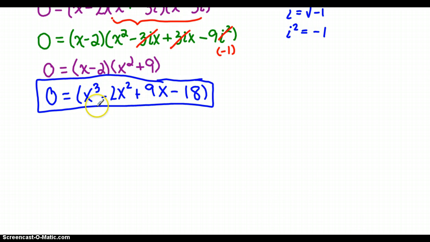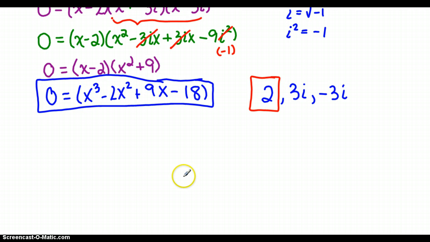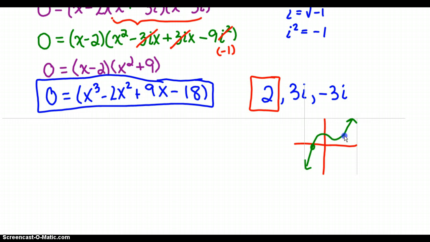Graphically, if we were to graph this, I would have a degree 3, so I should have 3 roots, which I do. They were 2, 3i, and negative 3i. And looking at our roots, we can tell that we are going to have one x-intercept, 2. 3i and negative 3i, those complex imaginary numbers, do not cross the x-axis. So we know, in some direction, our graph is going to look something similar to that, with one x-intercept at positive 2, with our end behaviors going in opposite directions because this is an odd degree.